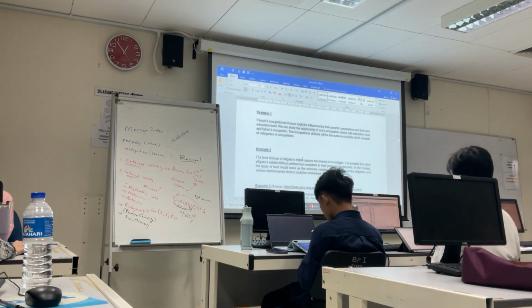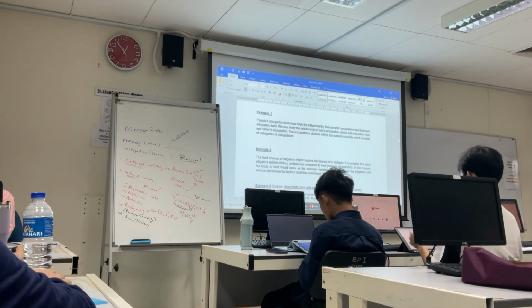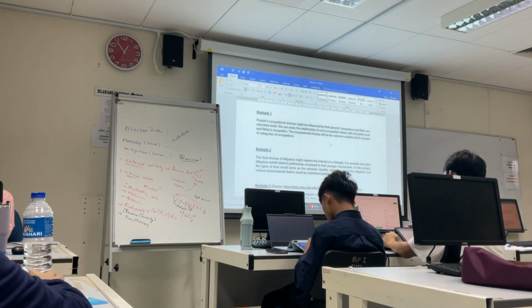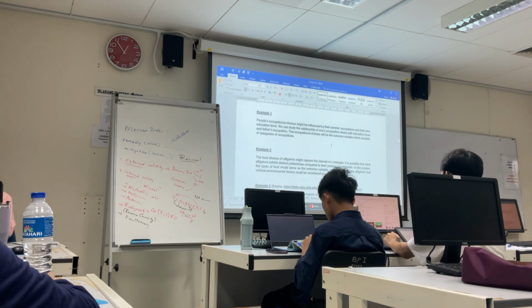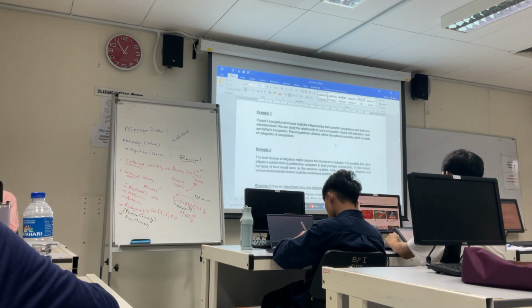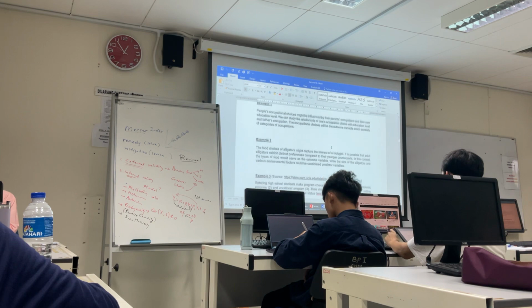Okay, so example 1. People's occupational choices might be influenced by parents' occupation and their own education level. We can study the relationship of one's occupation choice with education level and father's occupation. The occupational choices will be the outcome variable, which consists of categories of occupation. Okay, so this is one kind of study you can do.